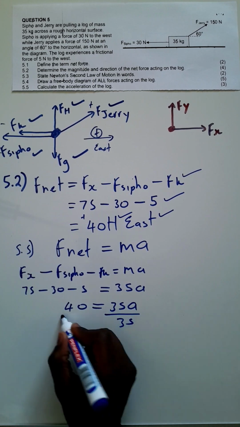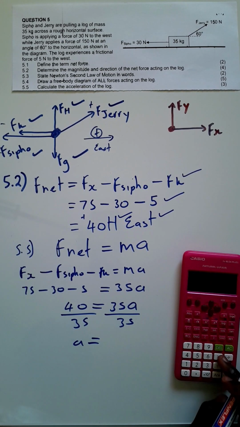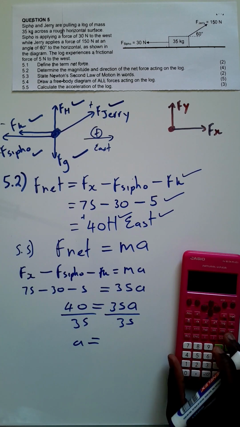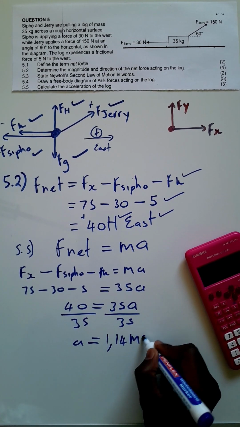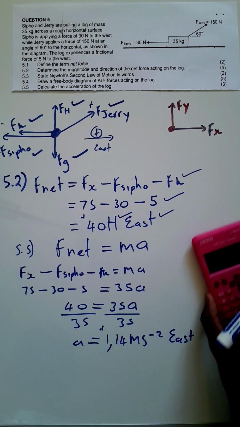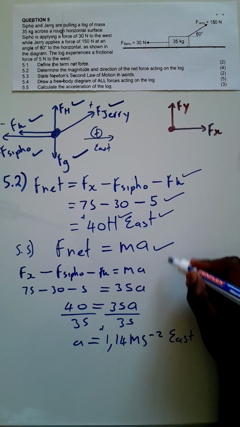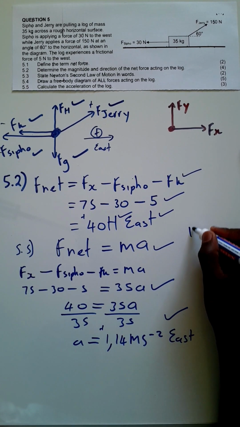Divide by 35. Divide by 35, and the acceleration is going to be 40 divided by 35, giving us 1.14 meters per second squared. It's positive, therefore it is to the east as well. So 1 mark here, 1 mark there, and 1 mark there, and this one is out of 16 there.